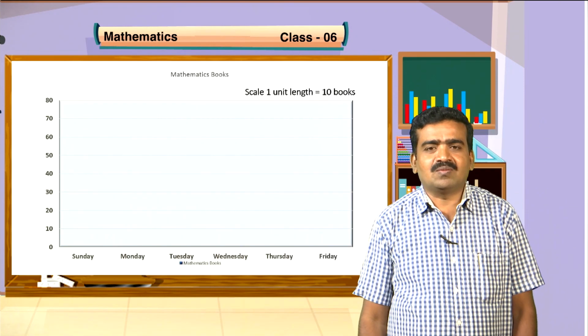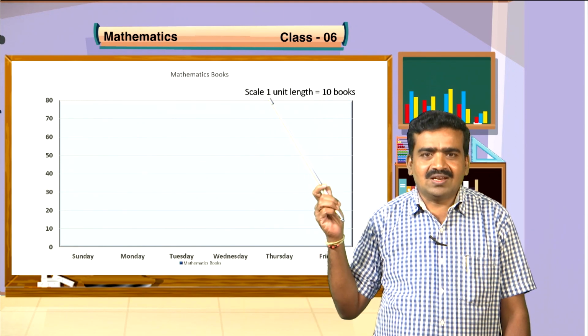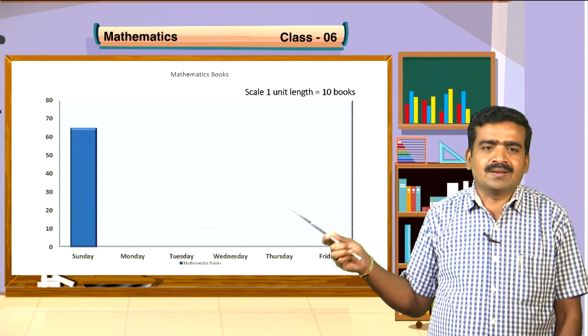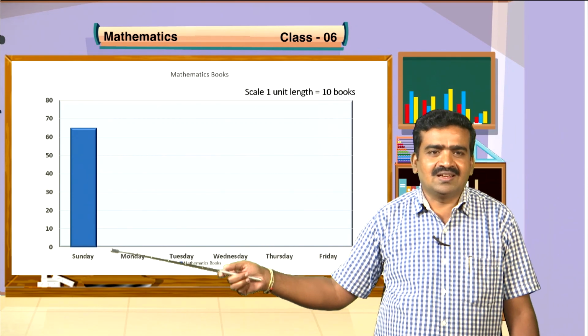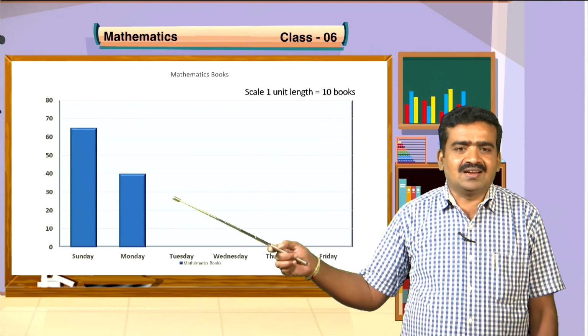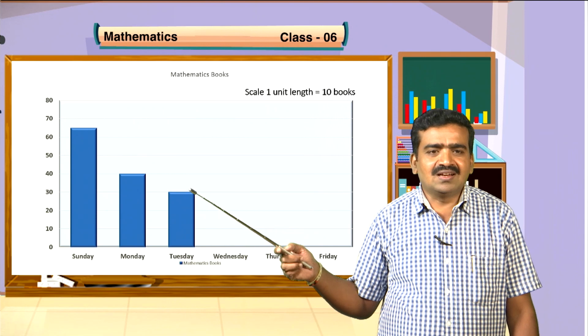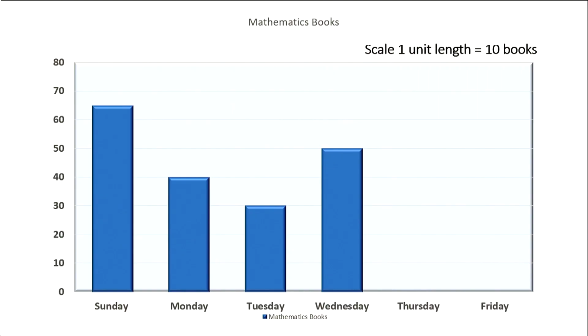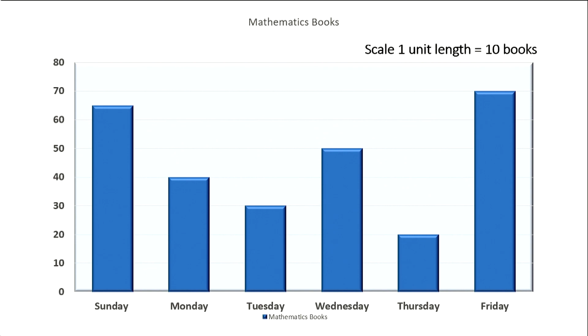So, that can be represented like this. We have to take the scale 1 unit length is equal to 10 books. Then on Sunday 65 books were sold, on Monday 40 books, and on Tuesday 30 books. On Wednesday there are 50 books, in the case of Thursday there are 20 books, and in the case of Friday 70 books were sold. So, this is how we are going to obtain the bar graph for the question given. Is it understood? Shall we move on to the next question?